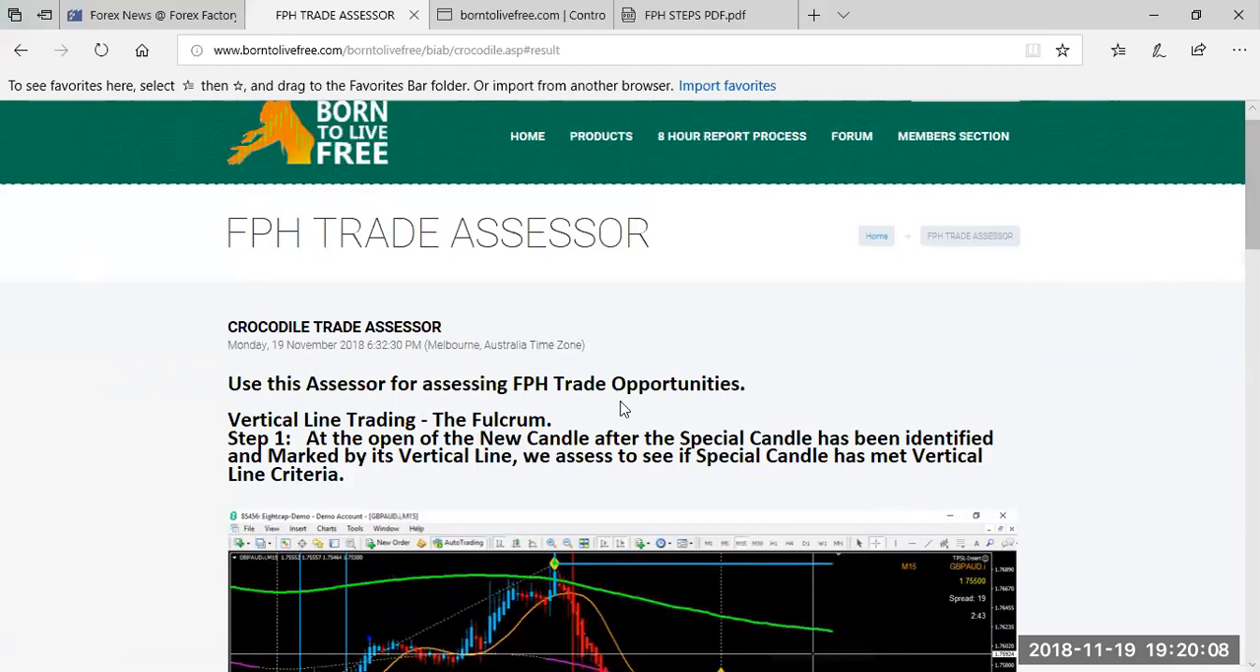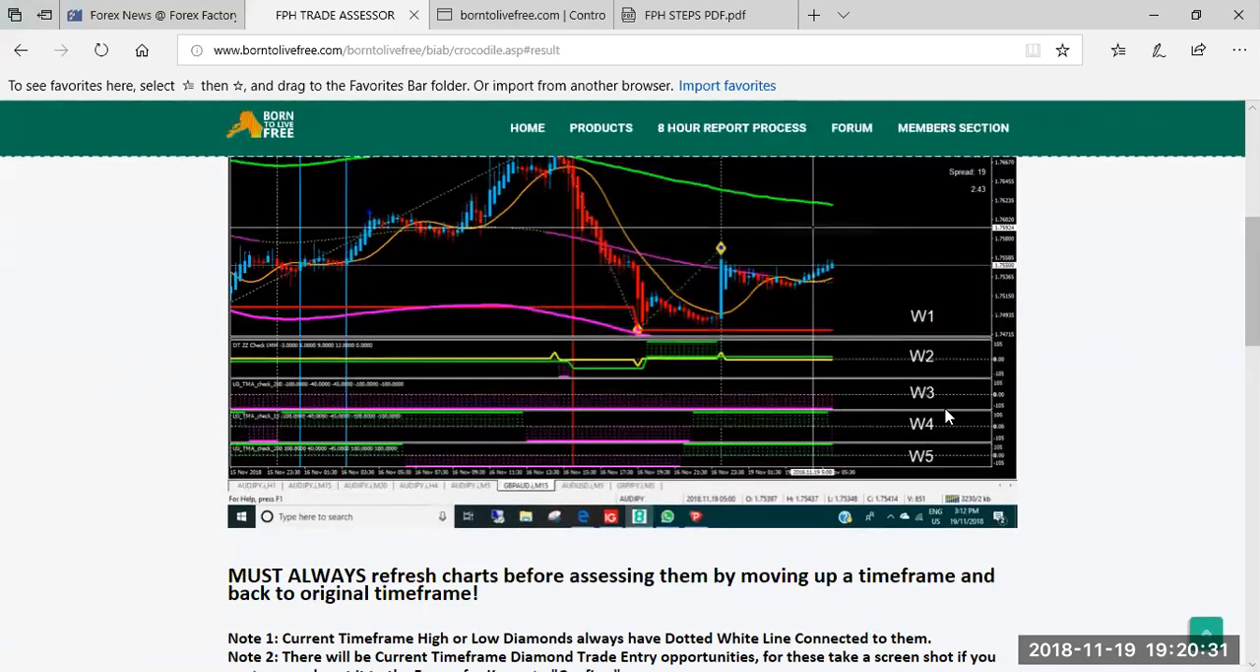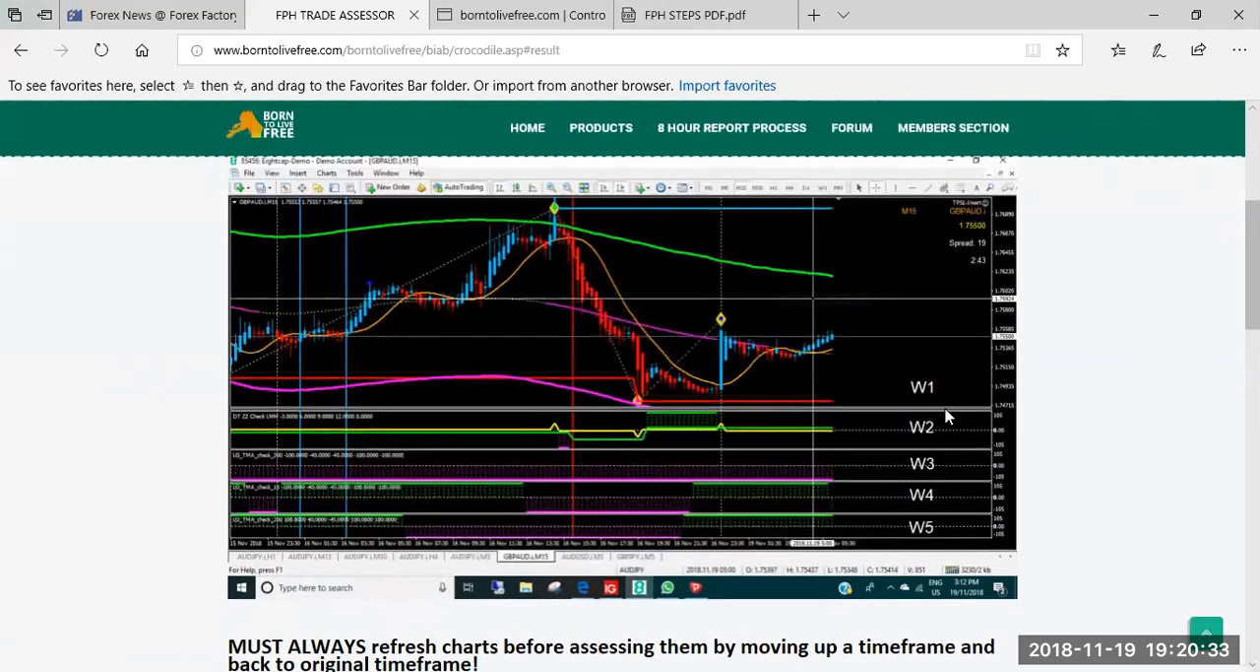So you can see here, I've given a bit of an explanation, and this is pretty much on your Fulcrum PDF. Step 1, at the open of the new candle after the special candle has been identified and marked by its vertical line, we assess to see if the special candle has met the vertical line criteria. So that's a picture of the template.